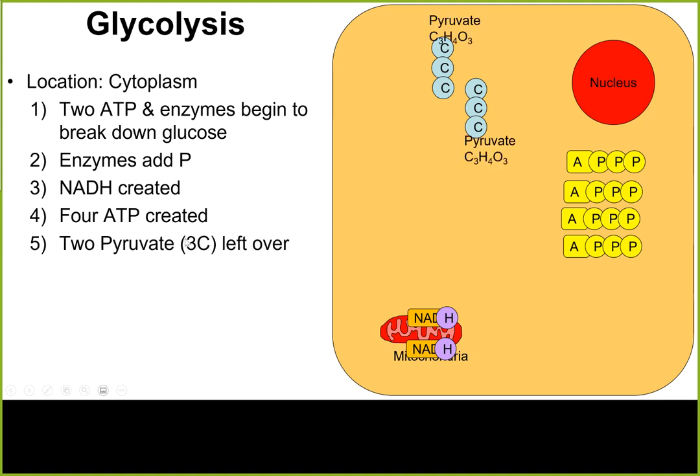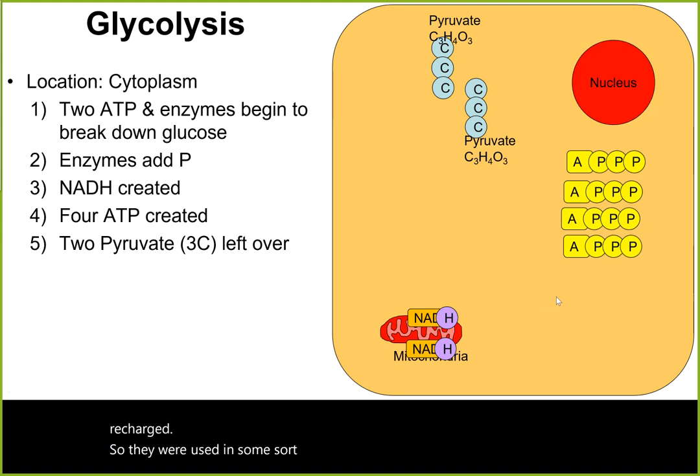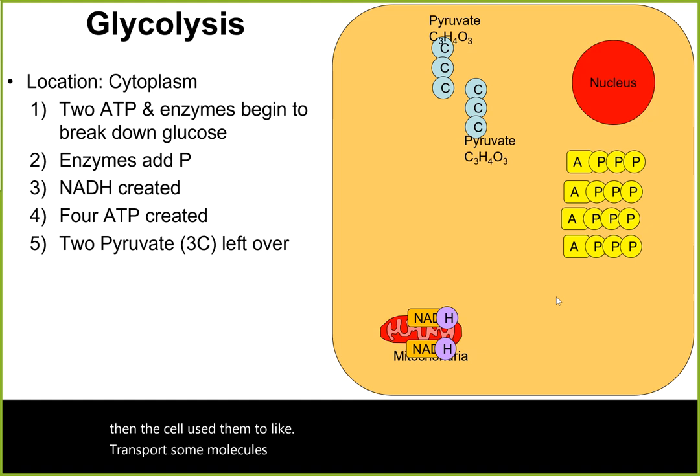Miss Sanford? Yeah. I think I missed something. Where does the ADP, like the additional ones, come from again? They have been waiting around in the cell, waiting to be recharged. So they were used in some sort of process, whether they used to be ATP, and then the cell used them to transport some molecules out. So they're like low battery. So they're waiting in the cell to be recharged.